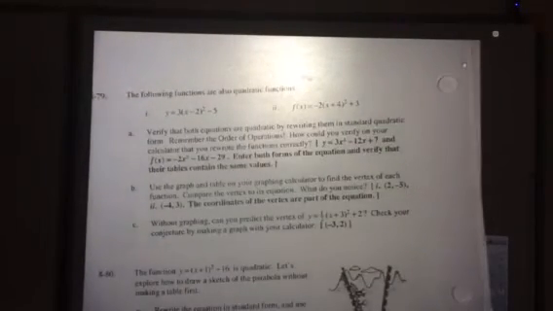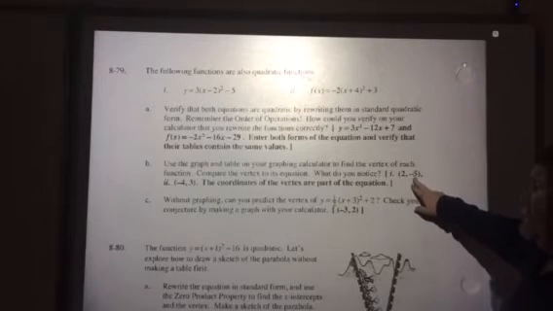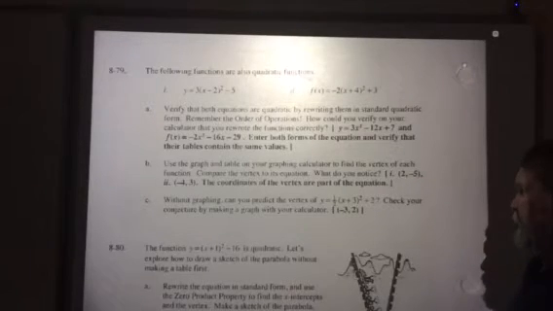On 79, okay, y equals 3x squared minus 12x plus 7, and f of x equals -2x squared minus 16x minus 29. Enter both forms of the equation to verify that their tables are the same values. Okay, so for part 1, 2, -5, part 2, -4, 3.